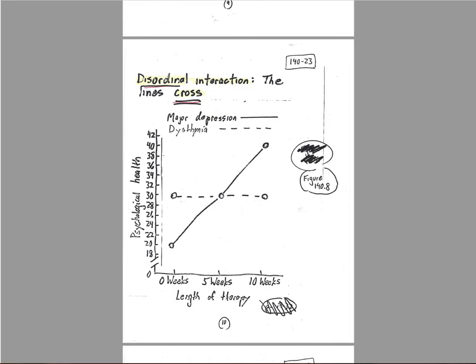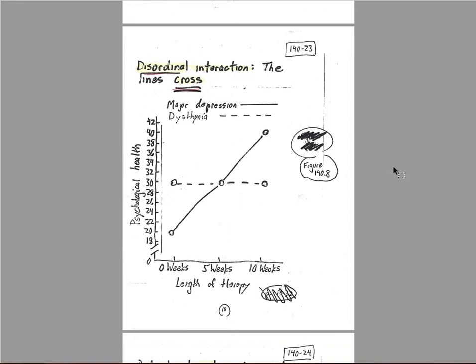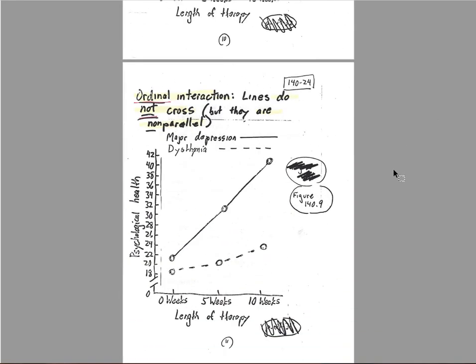Now, some students come out of an elementary stats class and think that for you to say you've got an interaction, the lines have to cross within your figure. But that is not exactly true, strictly speaking. Lines don't actually have to cross to have an interaction, because there's a second kind of interaction. There is an ordinal interaction. With an ordinal interaction, the lines don't cross, but they're non-parallel. This is an ordinal interaction, and it is an interaction effect.